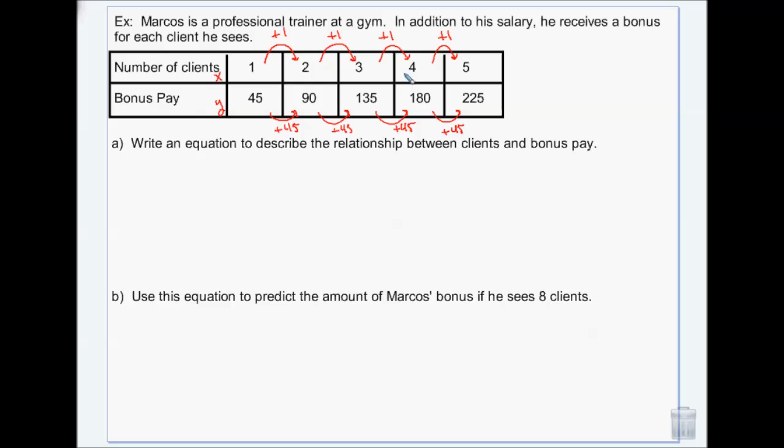And what this kind of implies to me, okay, if y equals kx, doesn't k equal y divided by x? So if this is a proportional relationship, it's going to be 45 over 1, which is going to be 45.